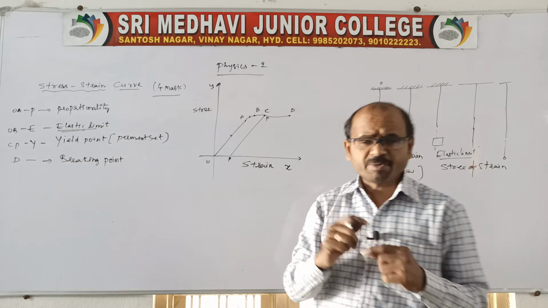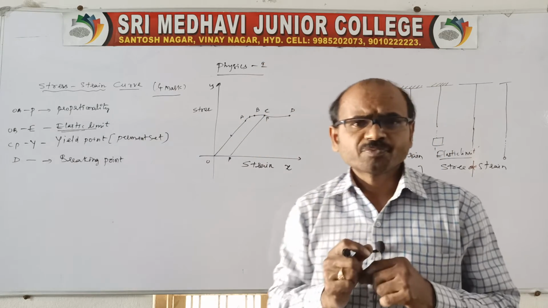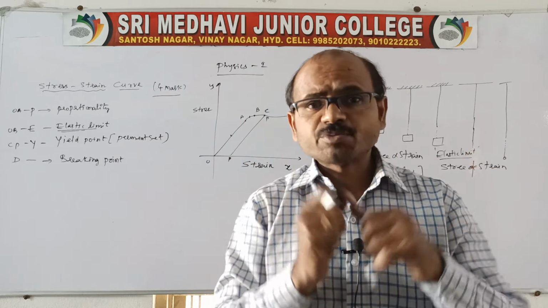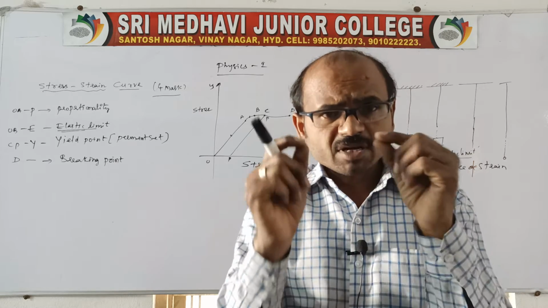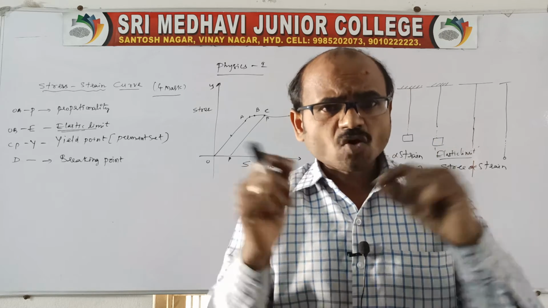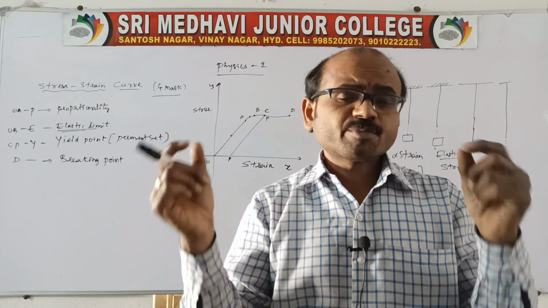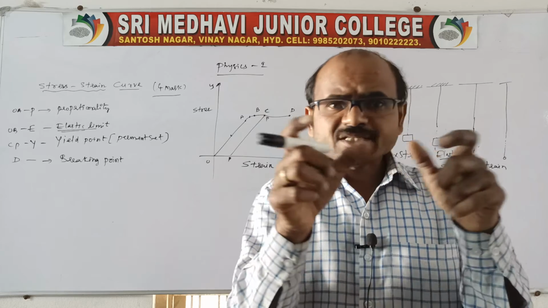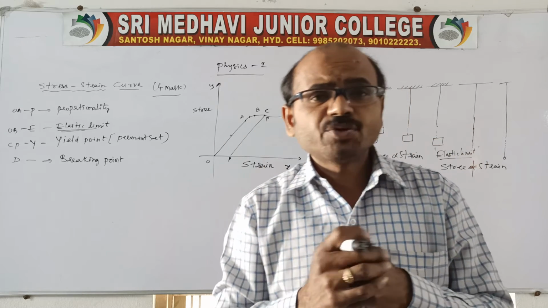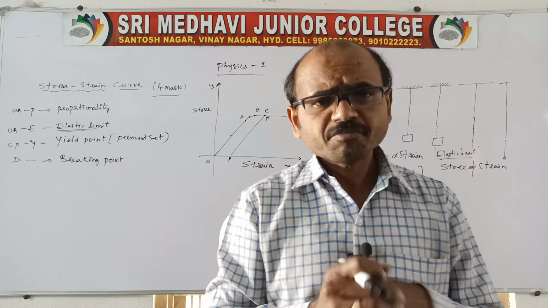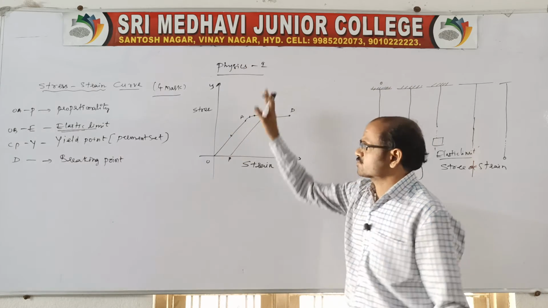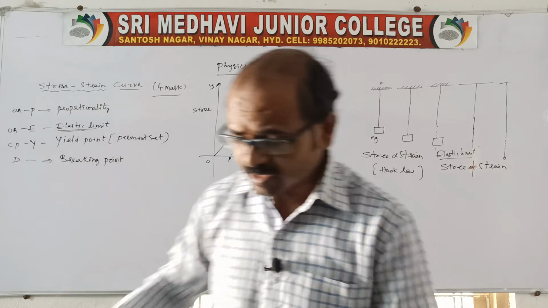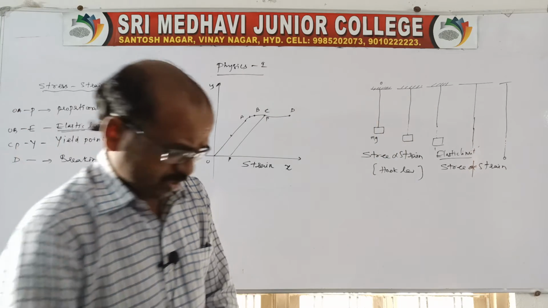That is why gold is used to prepare thin wires, like goldsmiths do. Silver also, and we can take copper, etcetera, because there is a huge gap between the breaking point and yield point. So when there is a huge gap, those materials can be used to prepare thin wires. That is about the stress and strain curve. Stress and strain curve related graph. Clear? Now come to the point.